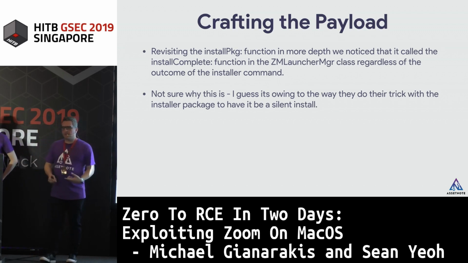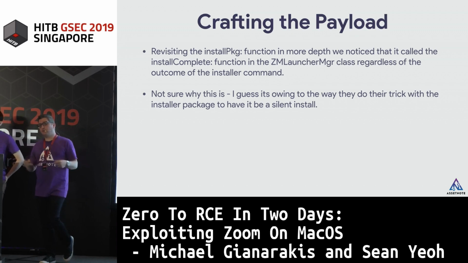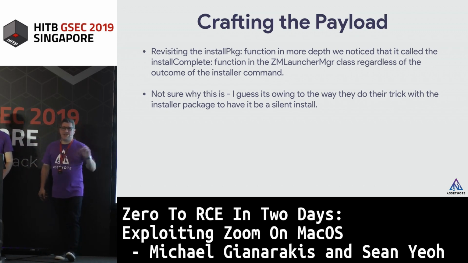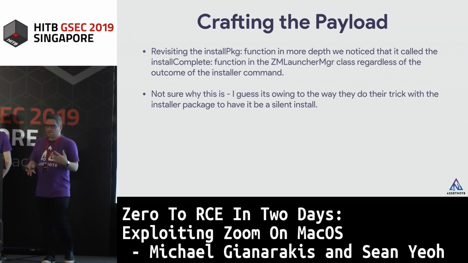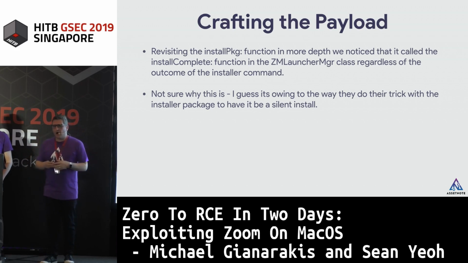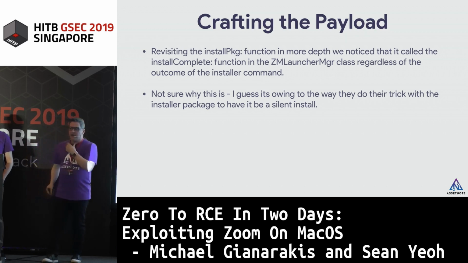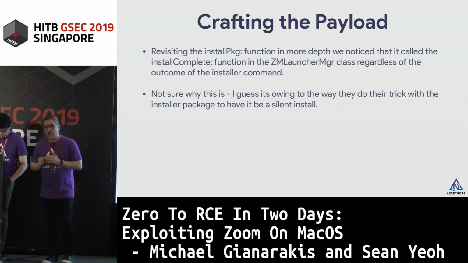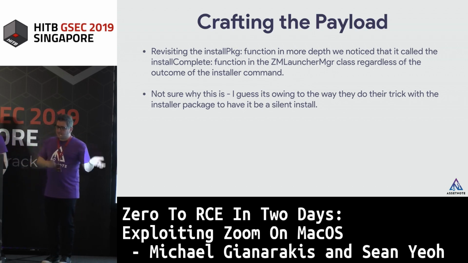When I looked at it in more depth, I noticed that it called this install complete function, which is also in the ZM Launch Manager class, regardless of the outcome of the installer command. I'm not sure why it doesn't matter. It's probably because they're not actually using the installer command, I guess. And it's just running its pre-installation script and killing it and then install complete, right? I think that's also when, in that function, it triggers setting off all that telemetry that Sean was talking about earlier. But yeah, so that's what it was doing.